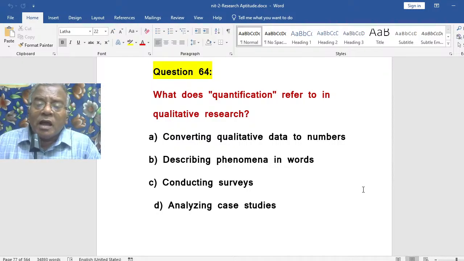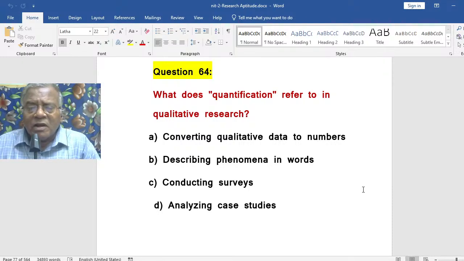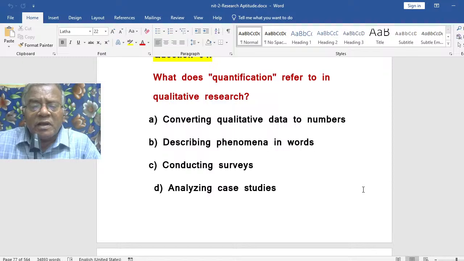But then quantification also is there to some extent, in the sense that for the sake of comparison between phenomena, you need to have certain quantification. So quantification is referred to in qualitative research. What does this mean? Out of these four alternatives, which is the correct one?